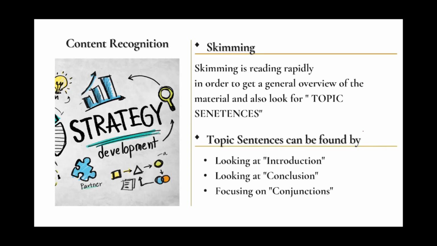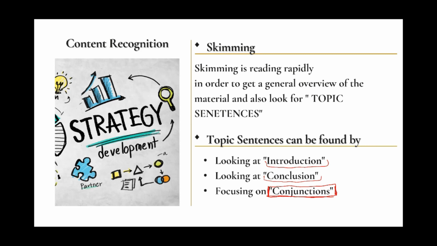How do you identify topic sentences? Topic sentences can be found by looking at the introduction of a question. That's very important. It can help you to understand by just focusing on the first few sentences or the last few sentences, which is called the conclusion. One of the most helpful out of all of this is conjunctions. Conjunctions really help you to identify the topic sentences as well as information that you would want to put in a question.